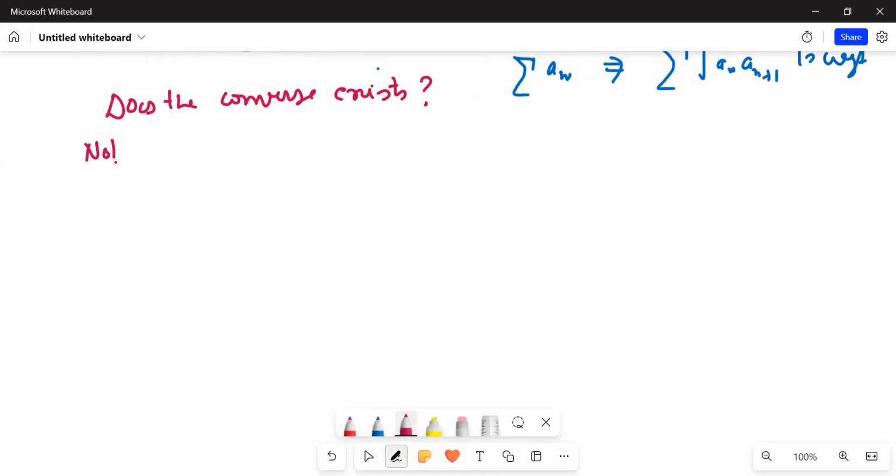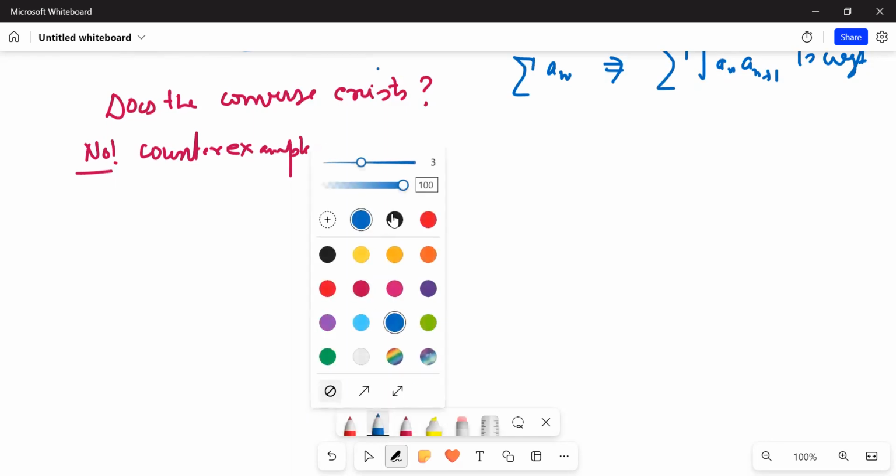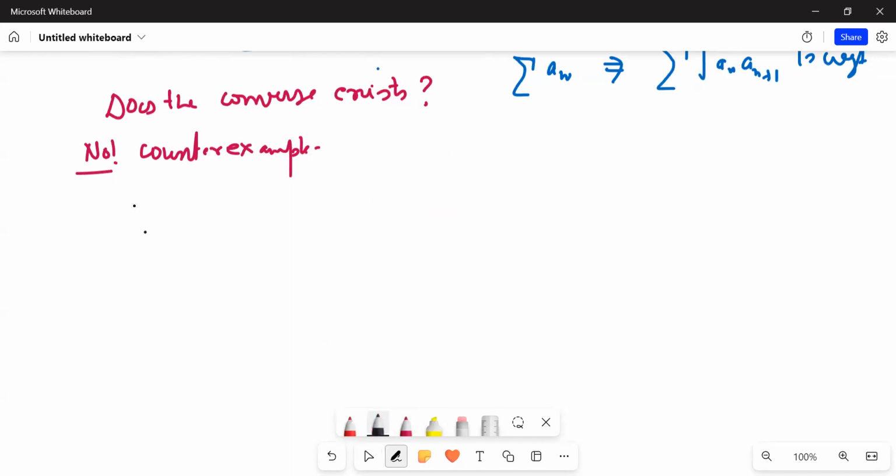And here I supply to you a counterexample. Just remember this example. So see, just think about this. Let us consider that an is equal to 1 if n is odd, and it is equal to 1 upon n raised to power 4 if n is even.